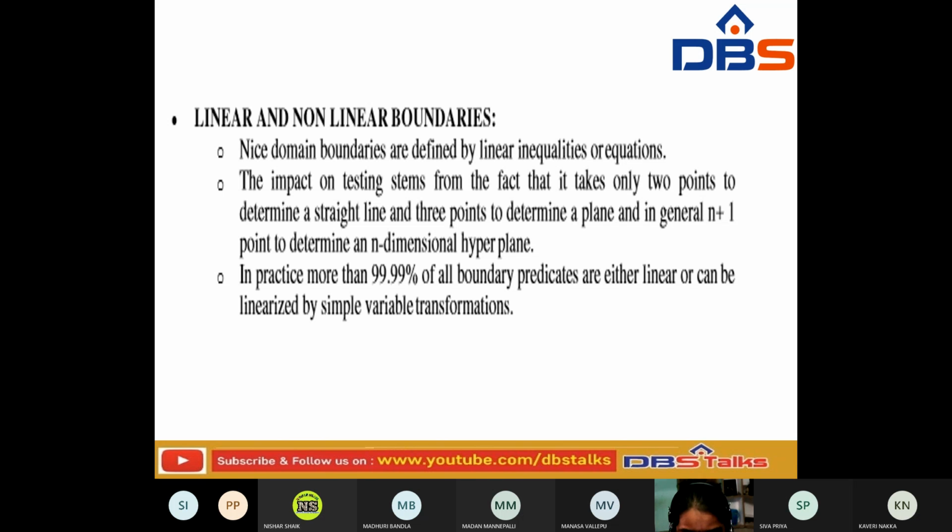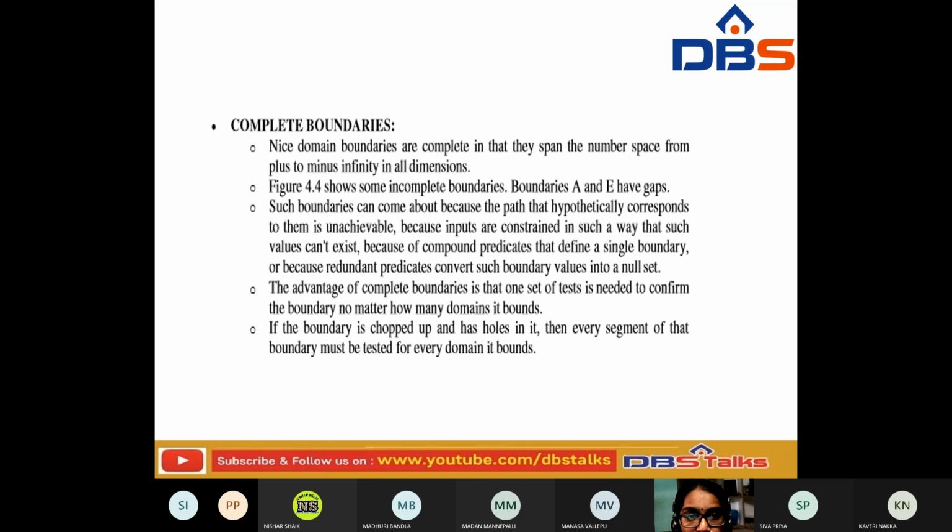So in practice, more than 99.99% of all boundary predicates are either linear or can be linearized by simple variable transformations. It is not a single variable transformation, it is a multiple variable transformation. So if you have observed this about the complete boundaries, what is a complete boundary?